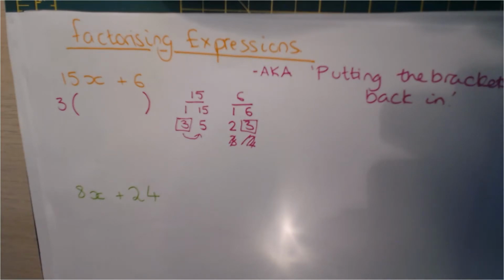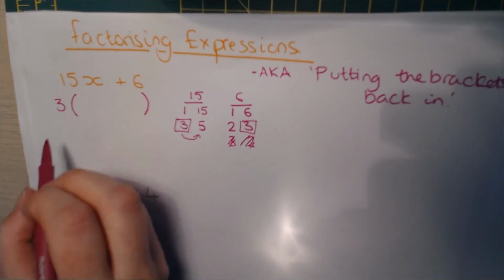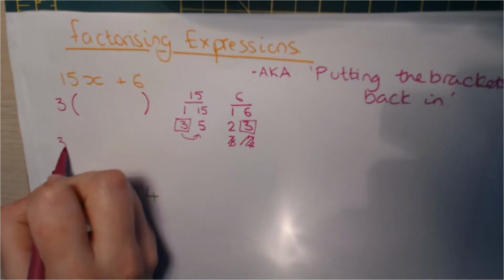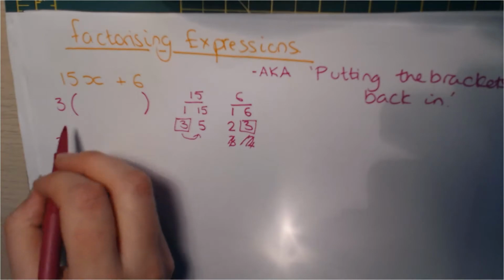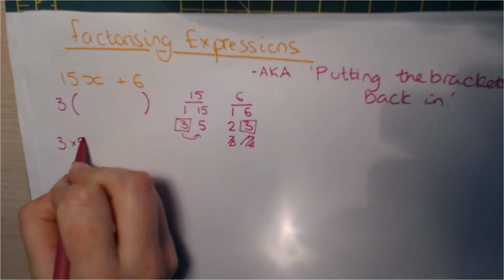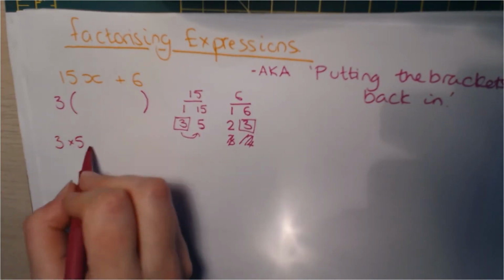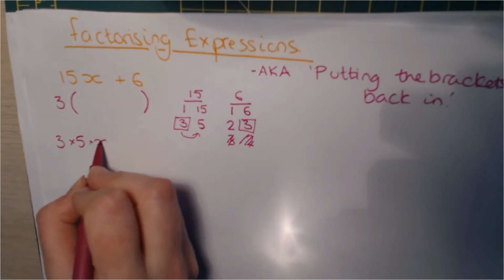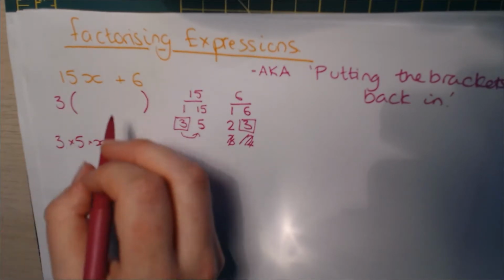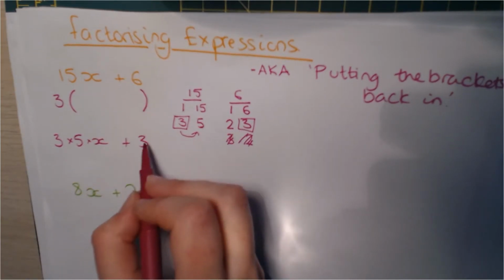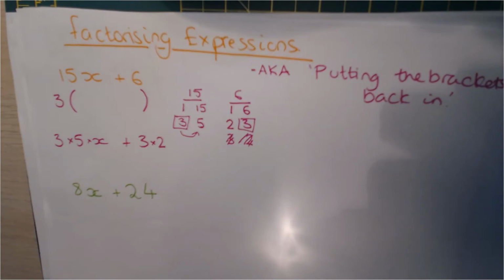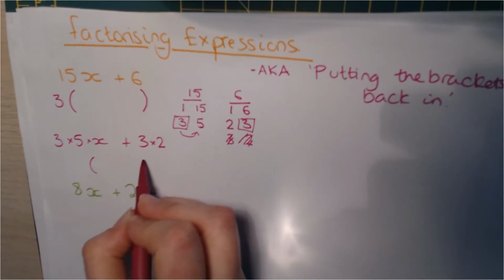Actually, Mrs. Vine showed me something really interesting the other day, how she does these, and I think this is fantastic. What she does is she says, well, 3 times by what is 15? Well, 3 times 5, because that's our factor pair. 3 multiplied by 5 is 15, and we've got the x there, so multiplied by x. Add 3 times by what is 6? It's 3 multiplied by 2. And then she puts her brackets here.